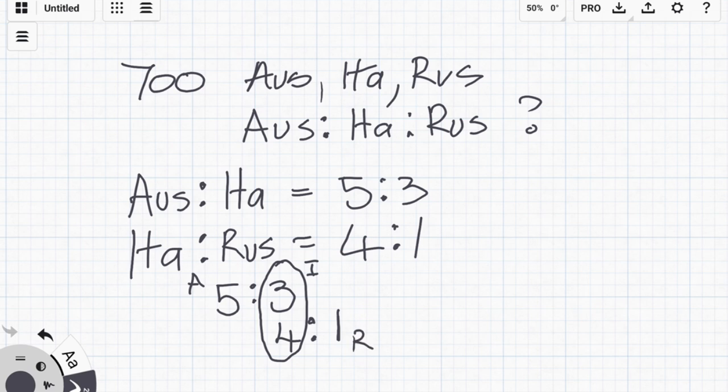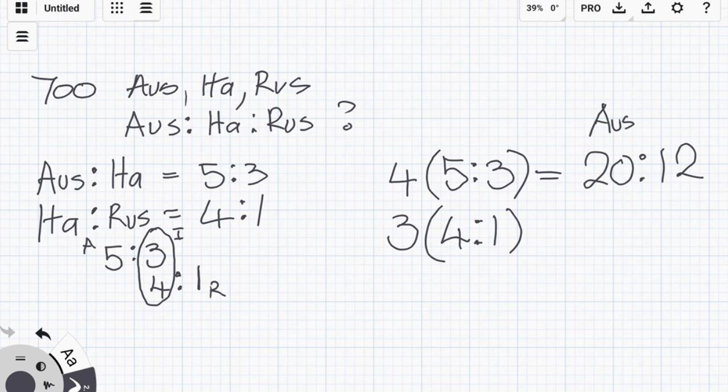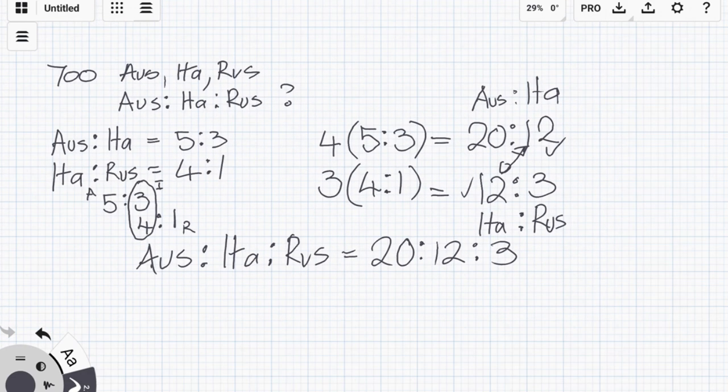LCM of 3 and 4 is 12, so multiply each ratio to make Italians 12 parts. 4 times 5 to 3 and 3 times 4 to 1 equals 20 to 12 and 12 to 3. Put the two ratios together with one set of Italians. 20 to 12 to 3, Australian to Italian to Russian. So 20 plus 12 plus 3 equals 35 parts.